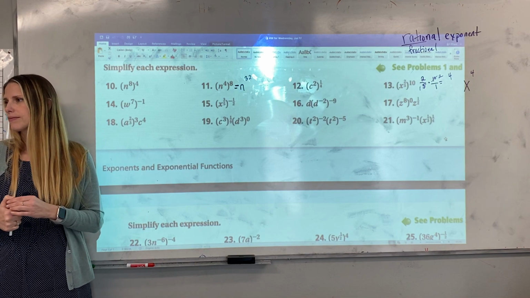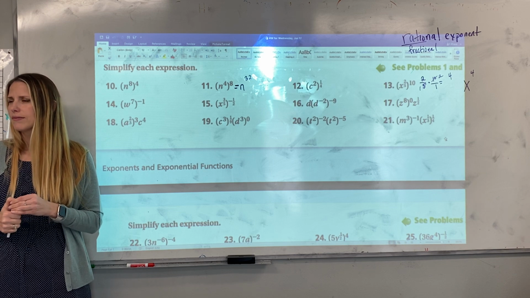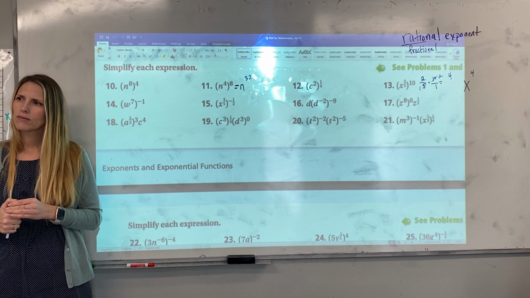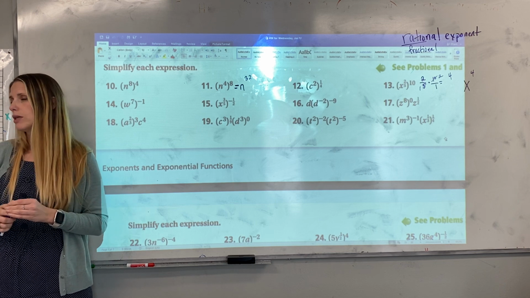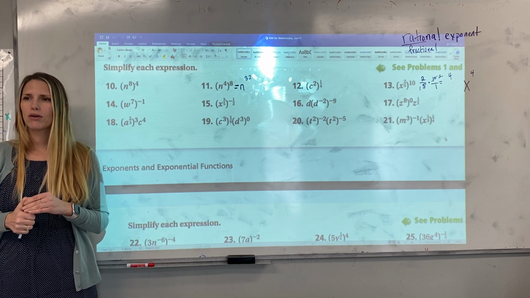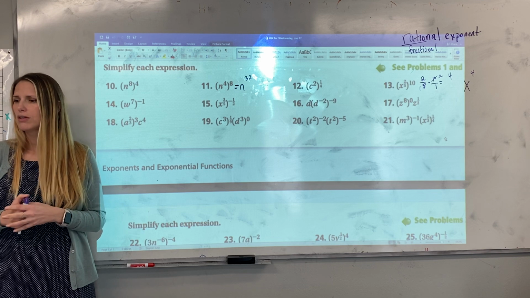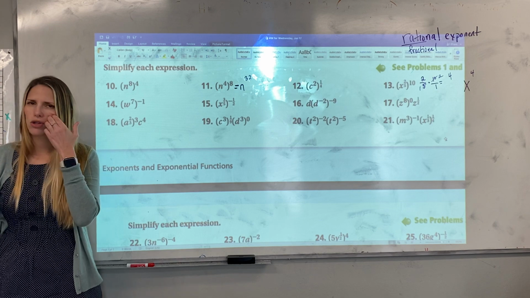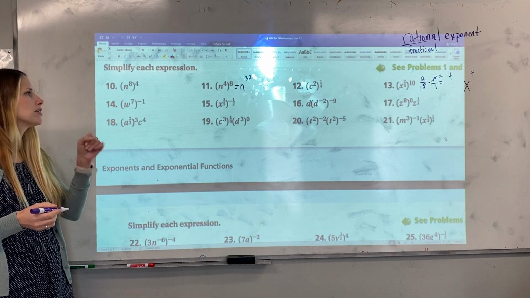Is it if the whole number is negative, or if the whole number and the exponent is negative, or if it's just one that you put it in the bottom? If the exponent. If the base is negative, that has no bearing on whether it needs to be moved or not. It's only if the exponent has a negative attitude.